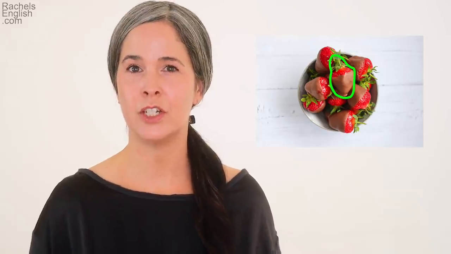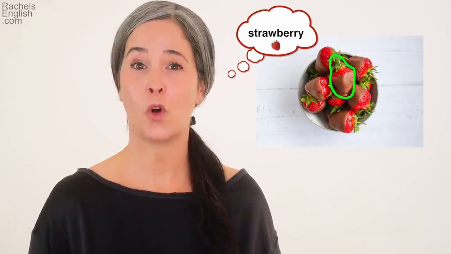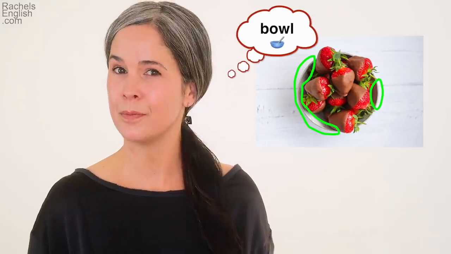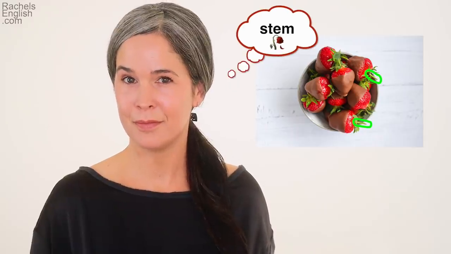When you saw this, did you think strawberry? Or maybe you even know this would be called a chocolate-covered strawberry. What's circled here? Did you think bowl? And do you know this word? Did you think of stem? If you ever see something and you don't know what the word is, see if you can think of a word that describes it, like small or green, or even a related word like plant. But just try to keep your mind in English. At the end, we'll go over the words so you'll learn them if you don't already know them.